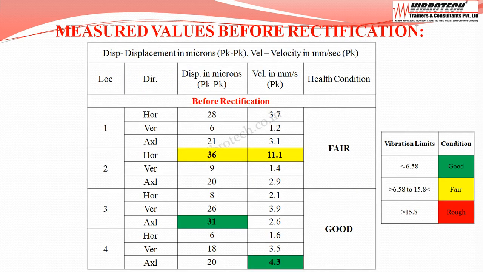The vibration values are maximum at motor drive end horizontal, velocity up to 11.1 mm per second peak with displacement of 36 microns peak to peak. And at pump non-drive end axial, velocity up to 4.3 mm per second peak and displacement of 31 microns peak to peak. And the equipment falls under fair category.